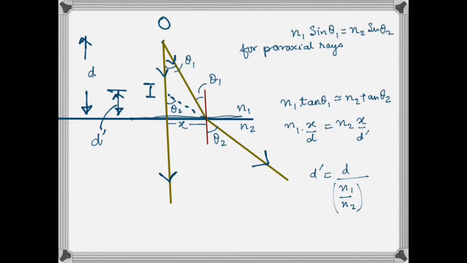We do not have to use any sign convention for this formula because there is a rule that object and image always are in the same medium. In case of flat refraction, the object and image always lie in the same medium. So therefore, we do not have to use any sign convention to find the position of the image.